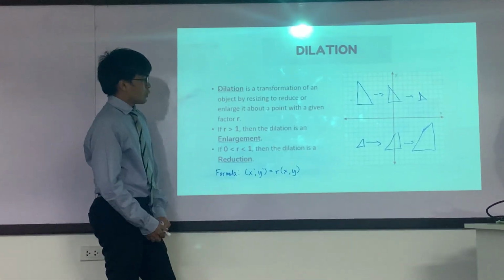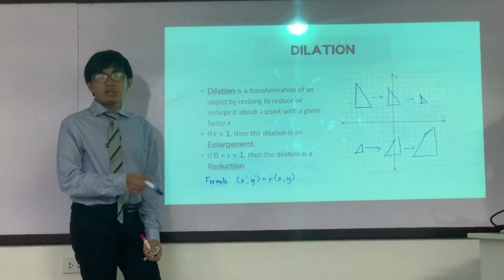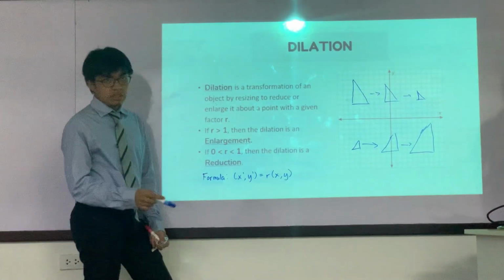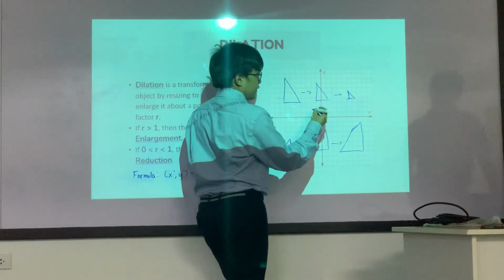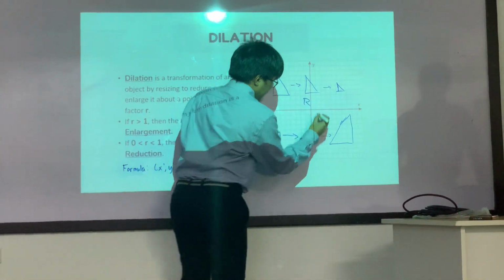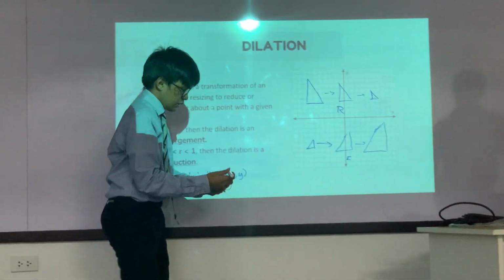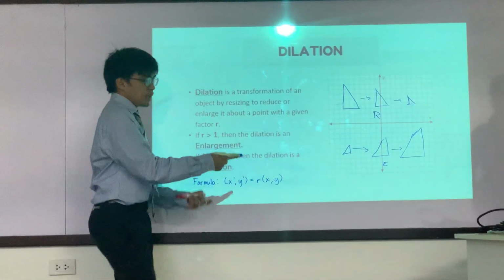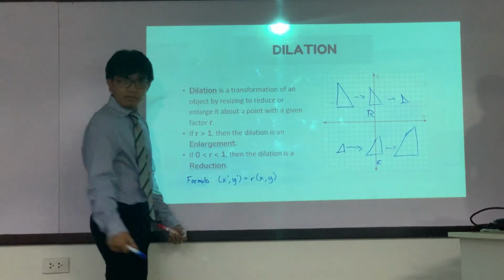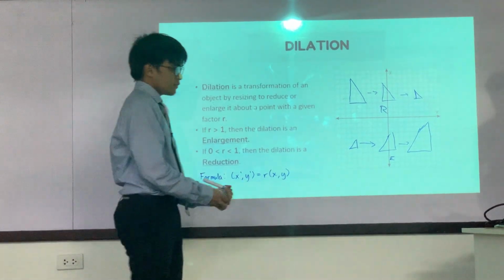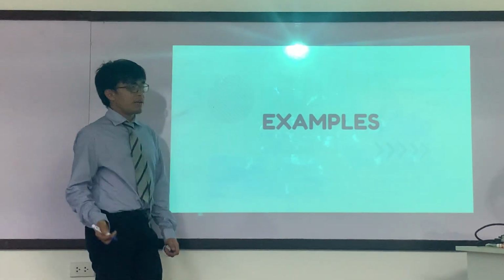If r is greater than 1, then the dilation is an enlargement. If r is between 0 and 1, then the dilation is a reduction. This is an example of a reduction, but this is an example of an enlargement. We can express this using this formula. Now let's move onwards to the examples.